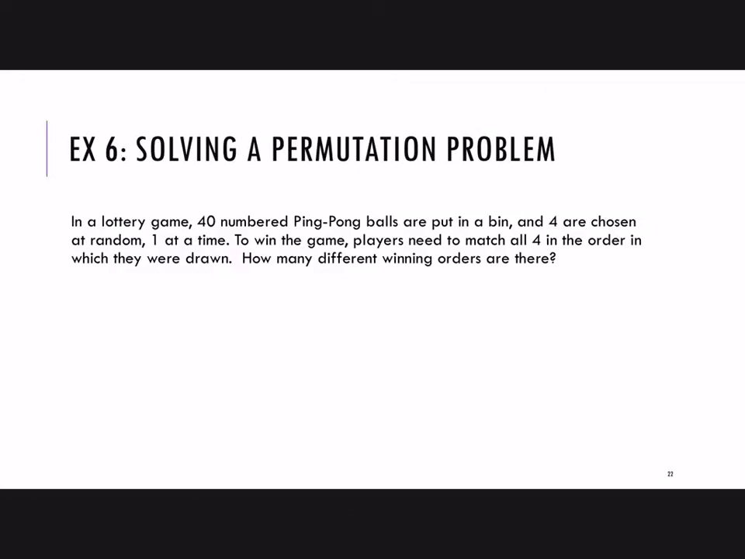Okay, so here's another example. Solving a permutations problem. In a lottery game, 40 numbered ping pong balls are put in a bin and 4 are chosen at random, one at a time. To win the game, players need to match all 4 in the order in which they were drawn. How many different winning orders are there? So first of all, this is a problem talking about order, so it is a permutations problem.